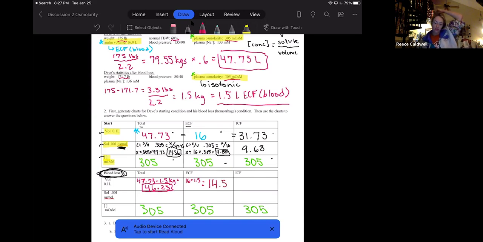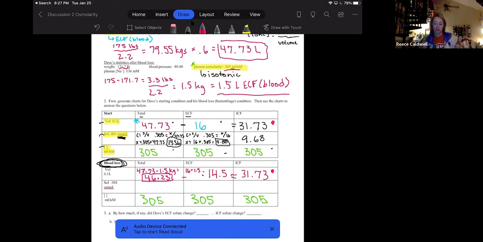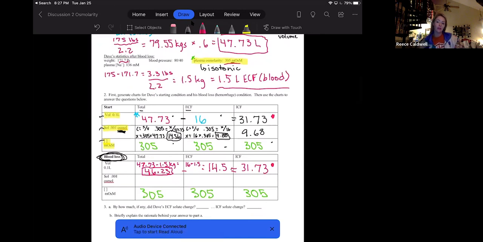And now that we have 2, we can solve for this last one. So all we do is subtract the extracellular fluid from the total body volume. And what we end up with is 31.73. So notice that the intracellular fluid volume is the same as it was before, meaning this is an isotonic condition. The cells were not affected, however, the osmolarity or the conditions of the body were.